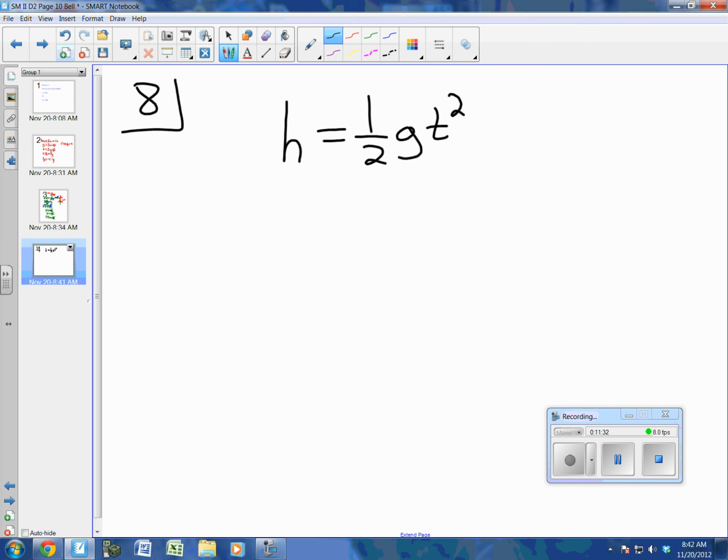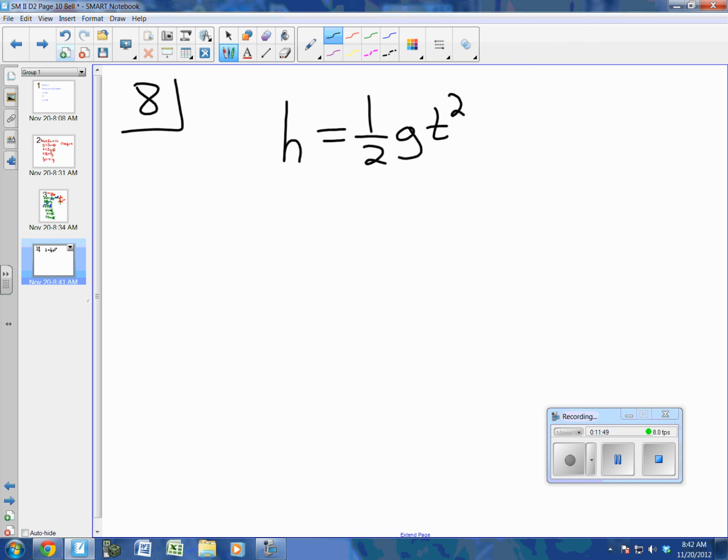By the way, acceleration due to gravity, you guys will see this a lot in your math careers. Okay? It's the same number every time. If you're measuring in feet, it's 32 feet per second squared. If you're measuring in meters, does anybody know what it is?